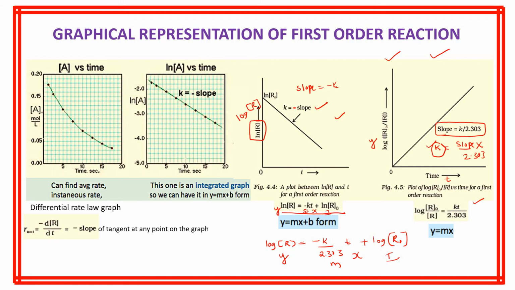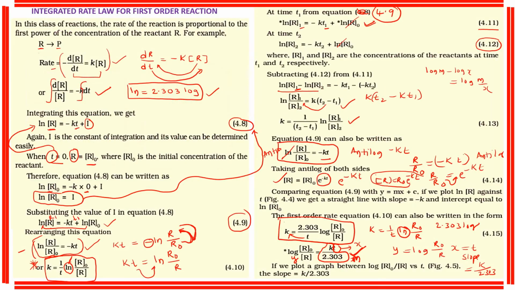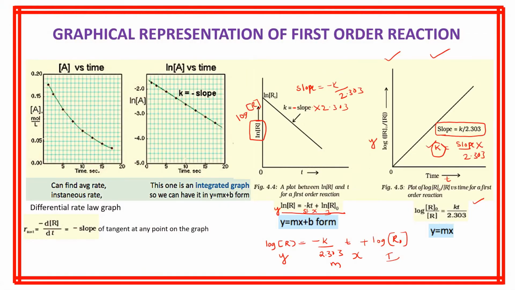Now the slope will be minus K by 2.303, isn't it? Then K is equal to slope into 2.303, and we are going to get this graph here. So from an examination point of view, this is the formula you need to remember. It's a very, very important formula: K is equal to 2.303 by t into log R naught by R.